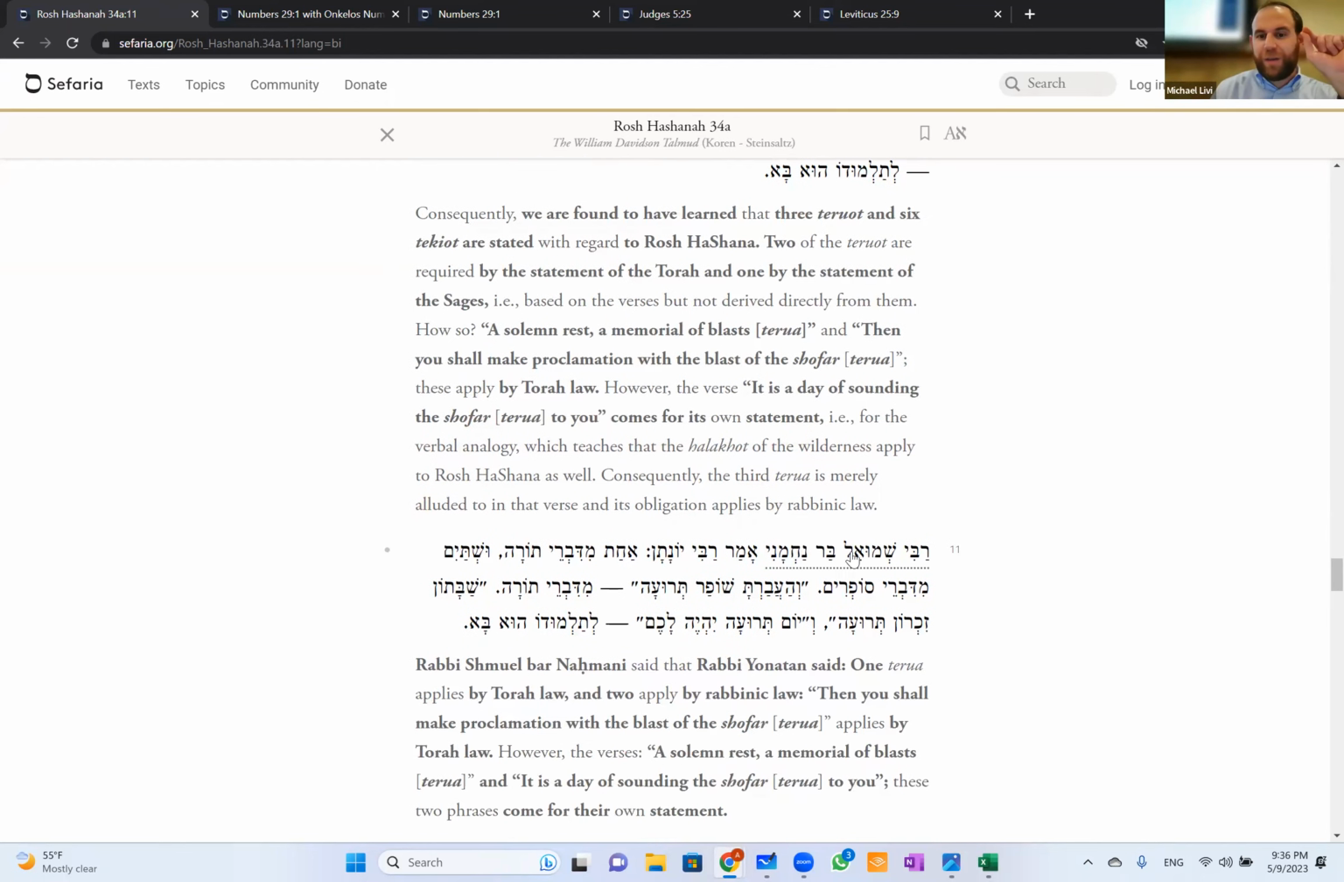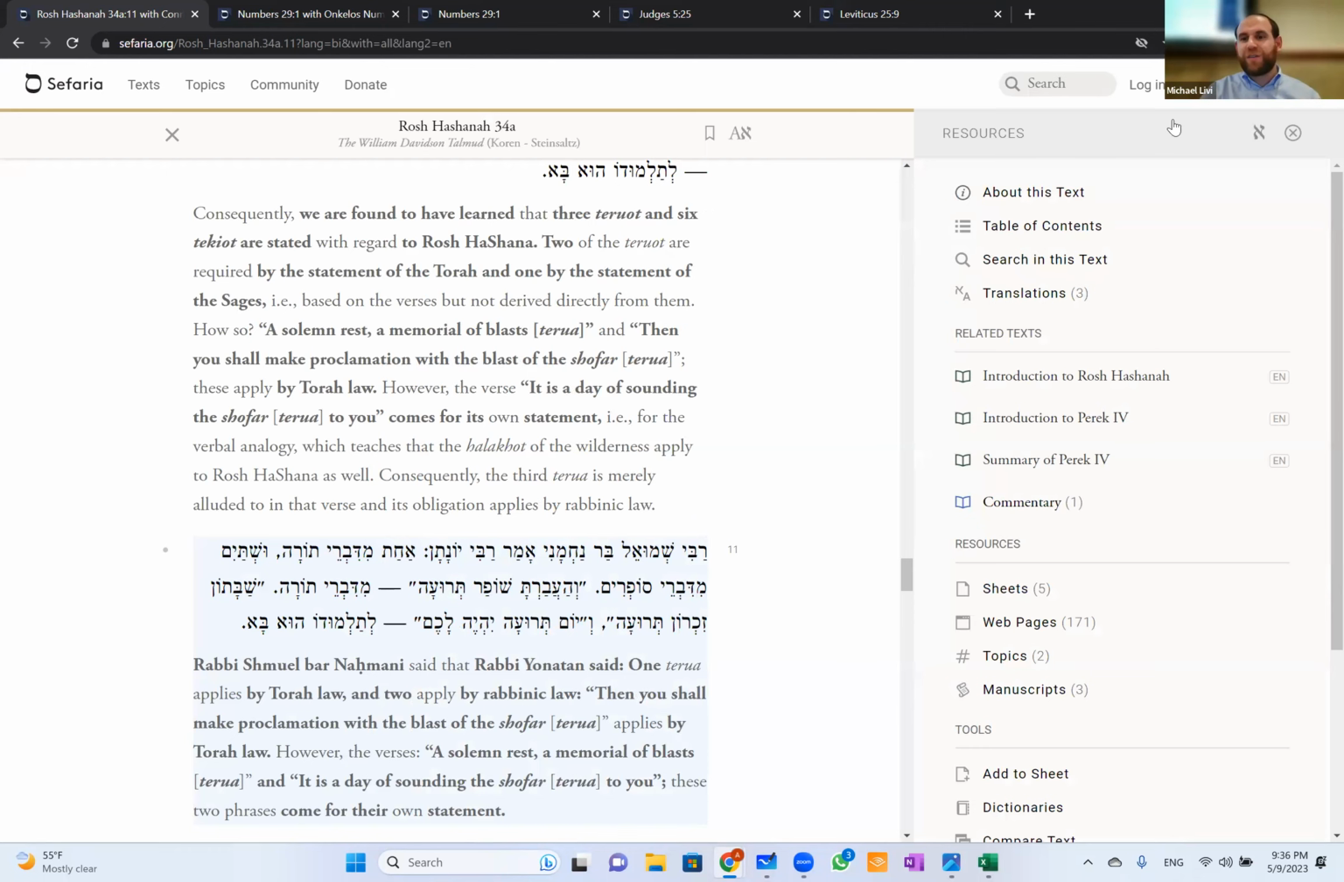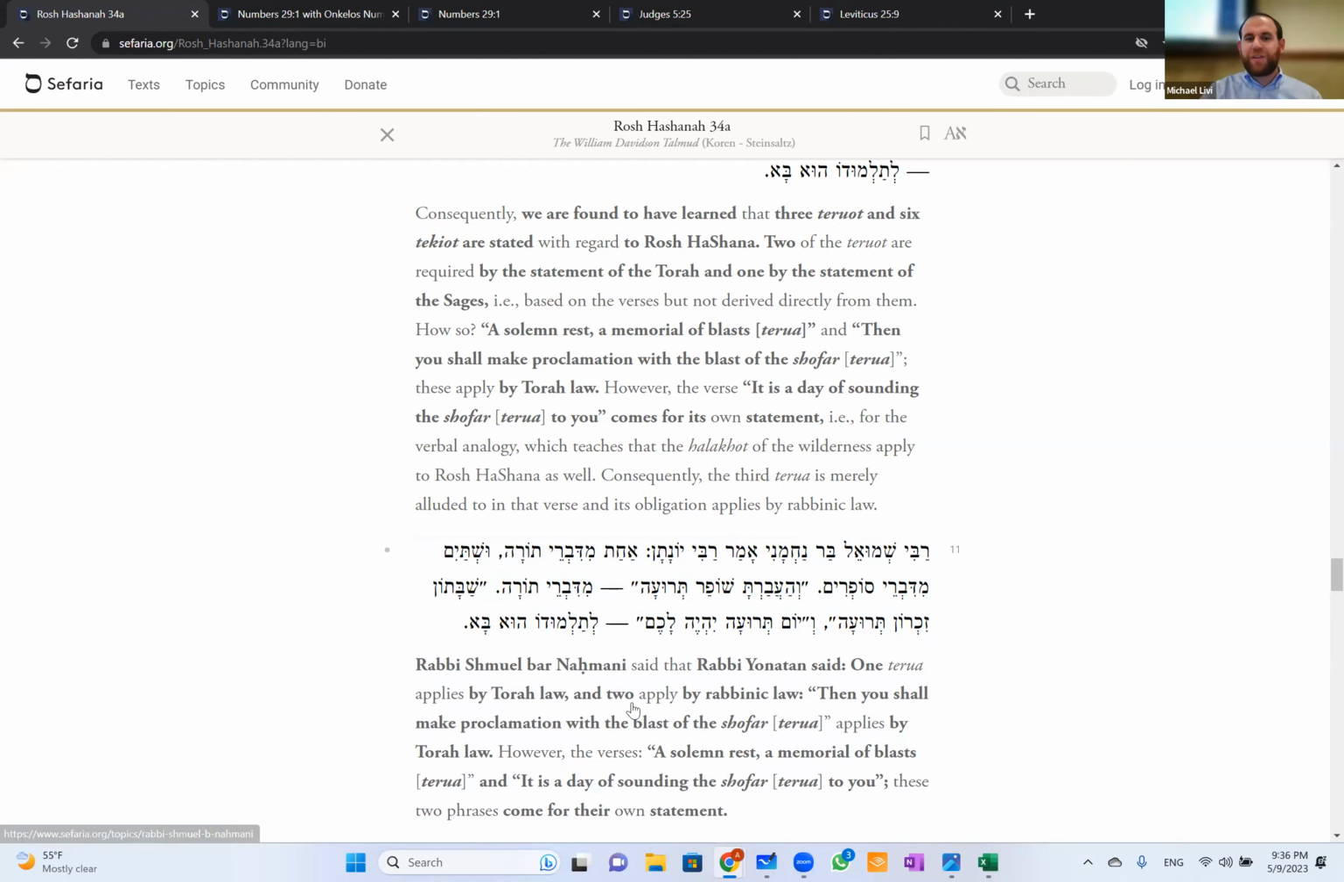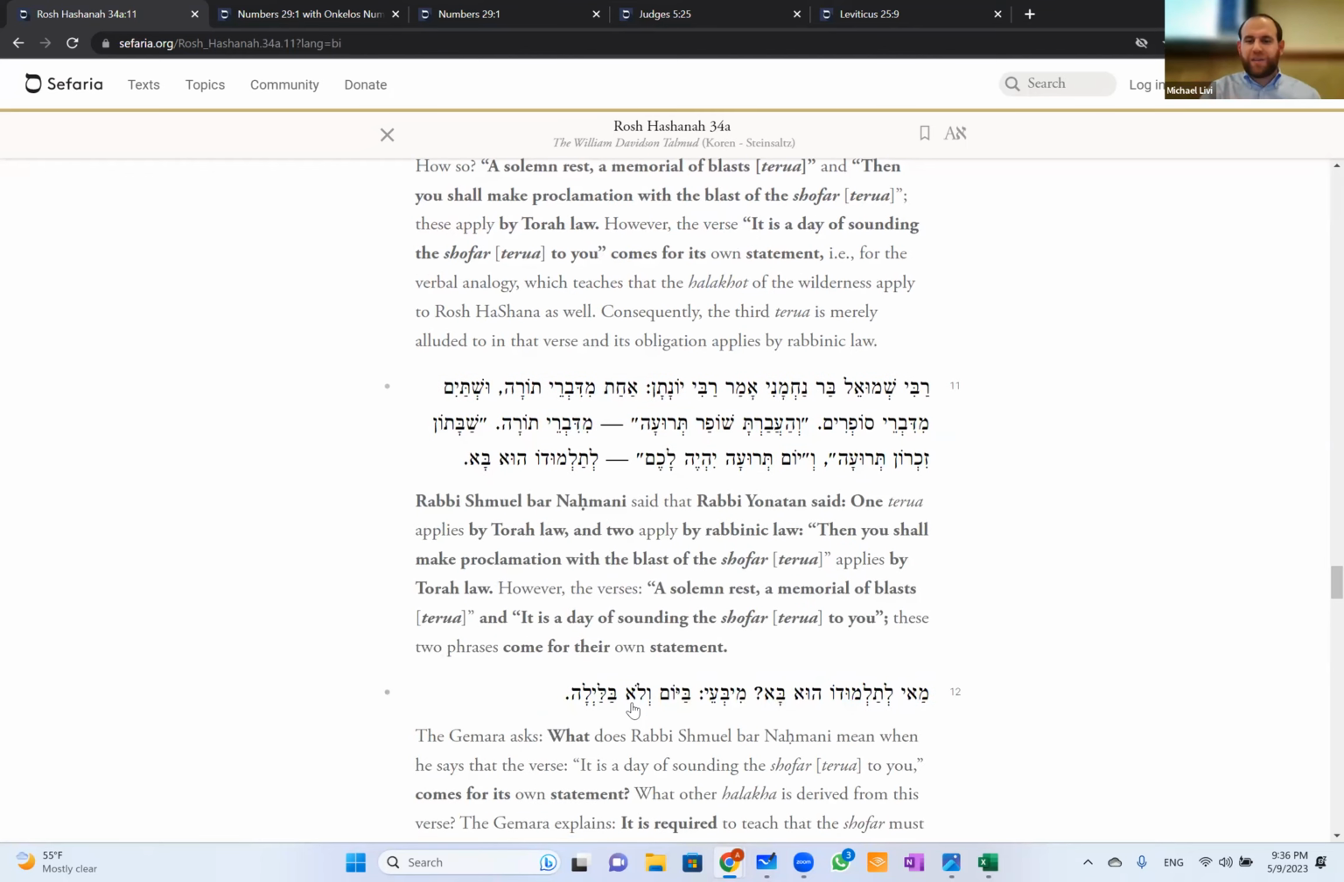Rabbi Shmuel bar Nachmani said in the name of Rabbi Natan, another opinion says no: one is from the words of the Torah, and two are learned out from the rabbis connecting it. The line of "ve'avarta shofar teruah," that's the one that I learned from the Torah. But the other two, where it's talking about Rosh Hashanah, are coming through the connection that the rabbis made between Yovel and Rosh Hashanah, and it's coming to teach you something else also.